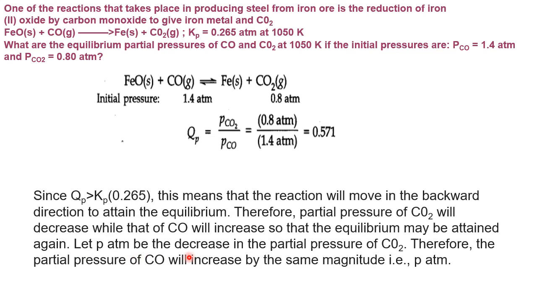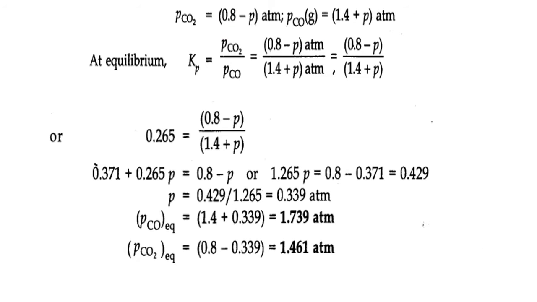Let P atm be the decrease in the partial pressure of CO2. Now the same amount will increase. Therefore, the partial pressure of CO will increase by the same magnitude, that is P atmosphere only. This is the most important thing you have to understand. Now we will continue the same problem.